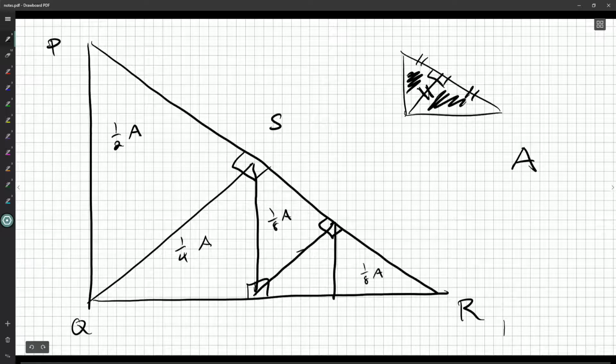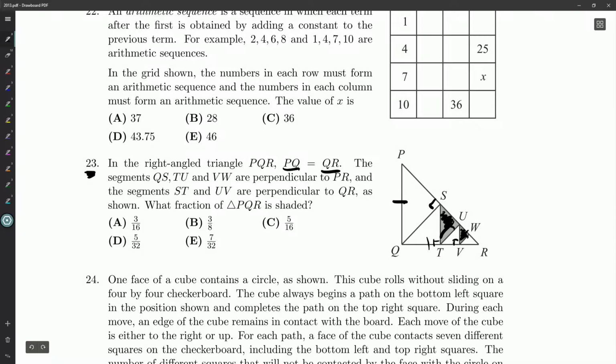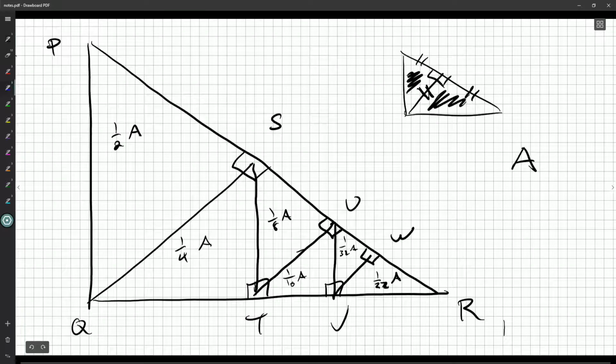Okay? Then we do it again, and that 1/8 of an area that was down here splits into 2 different 1/16 of an area. And then I think we do it one more time. And then these 1/16 of an area split into 32nds. So that's 1/32 of the total area. Right? So that's S, then T, then U, then V, then W. Let's just make sure I got everything right. Yep. And now which ones are shaded in?